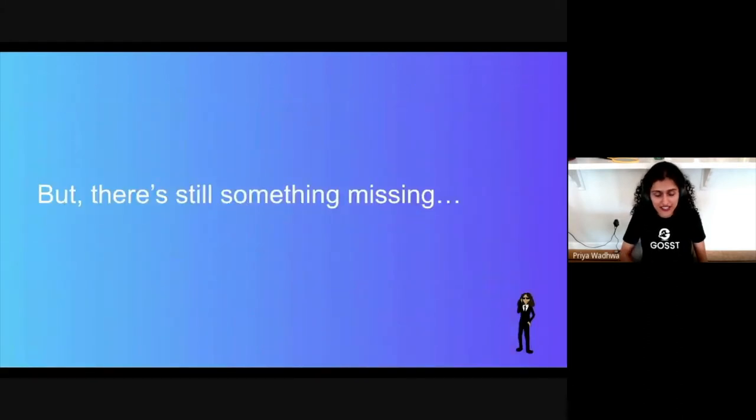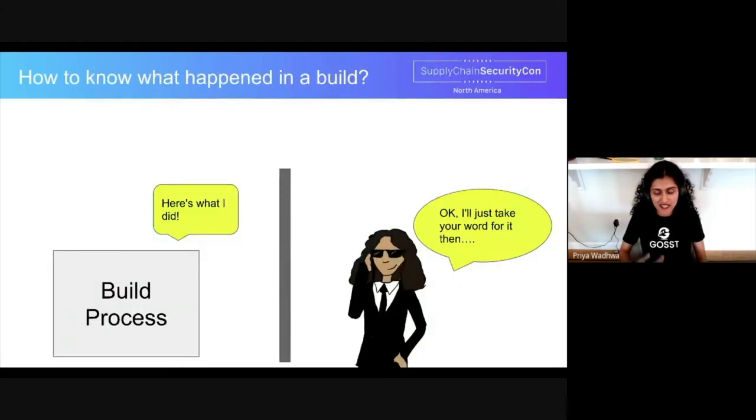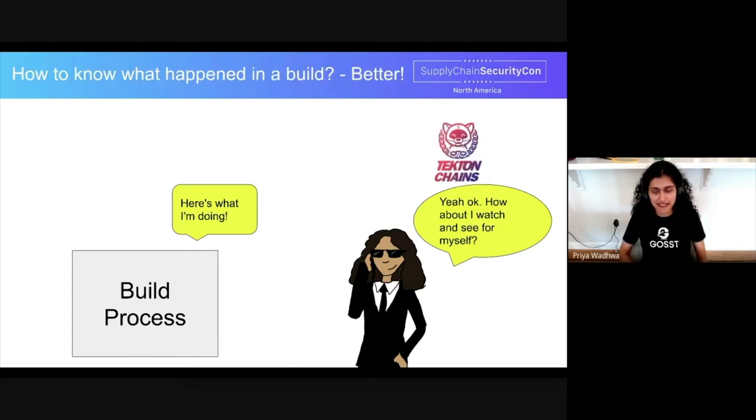But there's still something missing. Typically, when you're trying to build something in CI/CD, you tell your build process to run some steps and your build process will run it and tell you what the outcome was. And you just sort of believe it. Tekton Chains does improve on that a little bit. Tekton Chains is constantly observing your Tekton pipeline, waiting for your task runs to finish. And as soon as they finish, it attempts to extract images and sign artifacts for you.